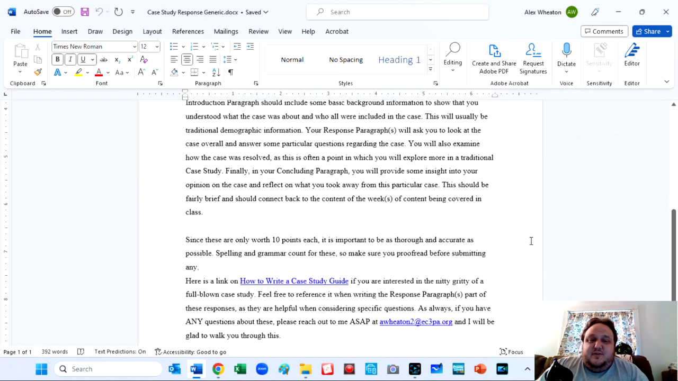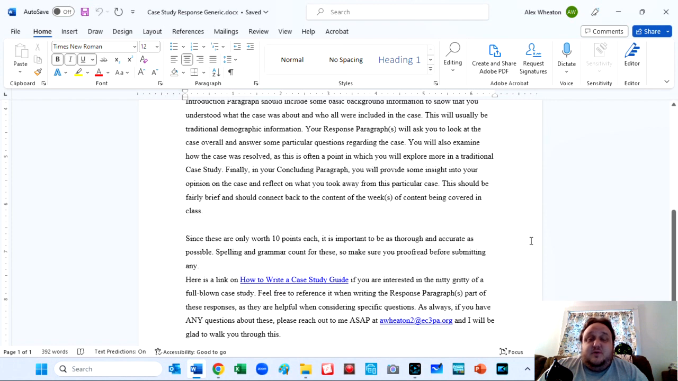An important thing to note is that each one is worth 10 points. The intro and conclusion paragraphs are about 2 points each, and then the middle stuff is the bulk of the points, 6 points, because I just want to know that you understand what the case is talking about and what's being covered. Then your bread and butter, answering the questions and reflecting on what is being said and done, is where the points come in. Spelling and grammar does count for these, so make sure you proofread. Make sure it's as accurate as possible.